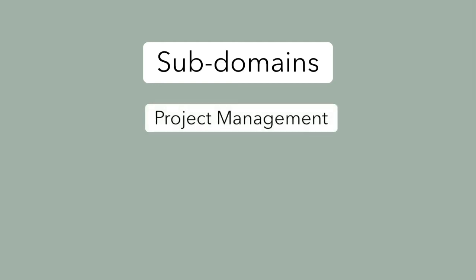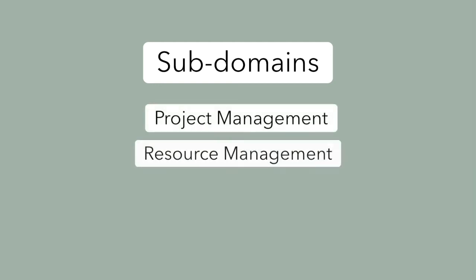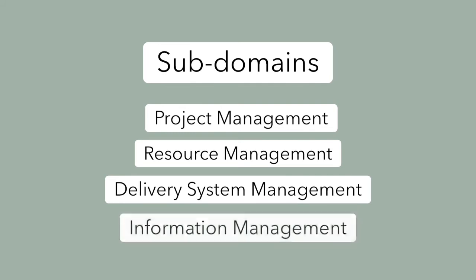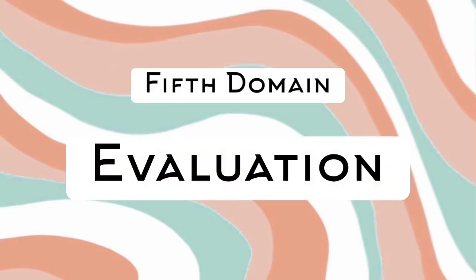Number 1, project management. Number 2, resource management. Number 3, delivery system management. And number 4, information management. And finally, we're going to finish with the last domain, which is evaluation. In essence, evaluation refers to many activities in the instructional system design process where information or feedback is obtained in order to maximize the effectiveness of instruction.